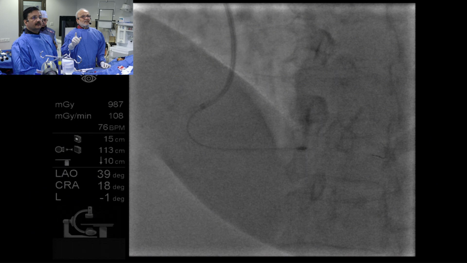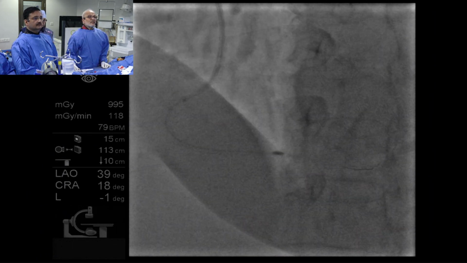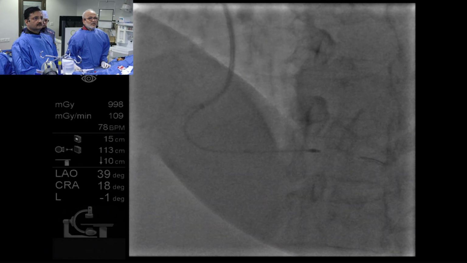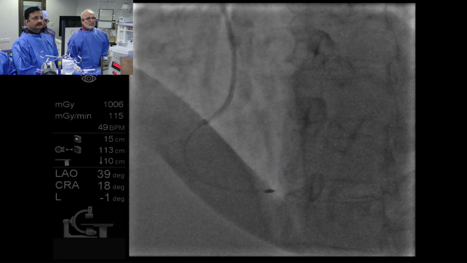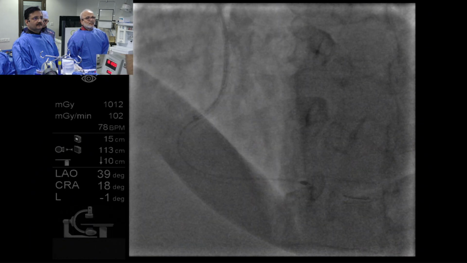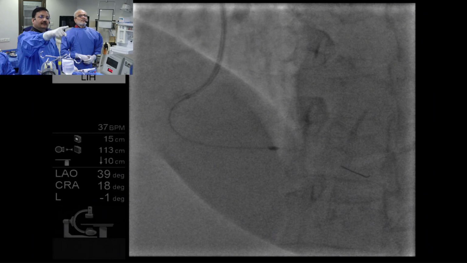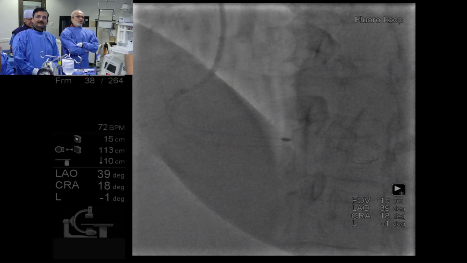Wire. Okay, fine. Somebody keep an eye on it. It went in. Yes. See, there is rhythm disturbance, but it must be transient. Just wait for some time. No problem.